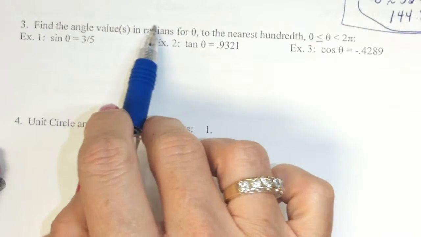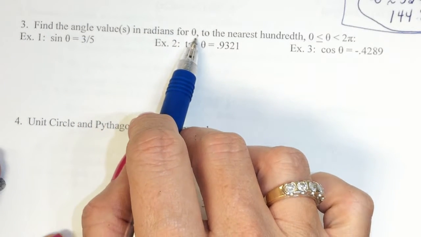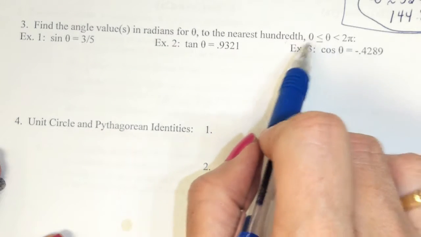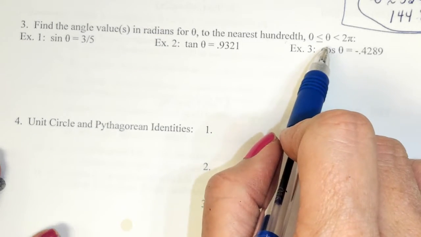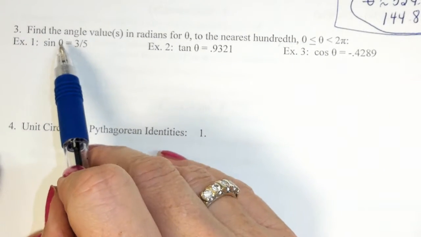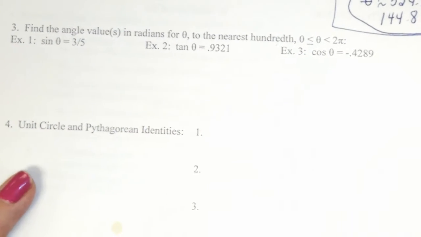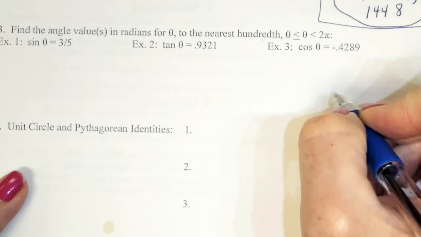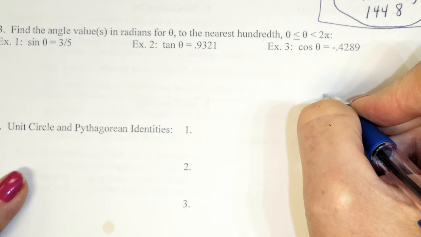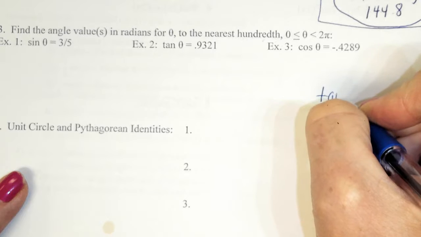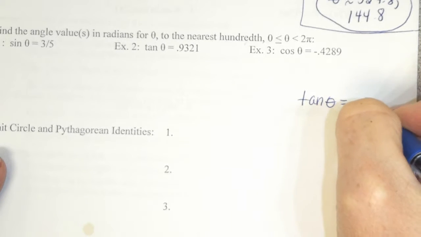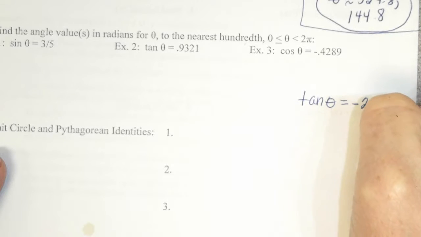Find the angle values in radians for theta to the nearest hundredth. Now we're in radians, and we have to be in between 0 and 2 pi. All right, all we're doing here is sine, cosine, and tangent. We're not going to do the reciprocals. So let me just give you a tangent problem here. Let's do tan theta equals negative 2.4161.